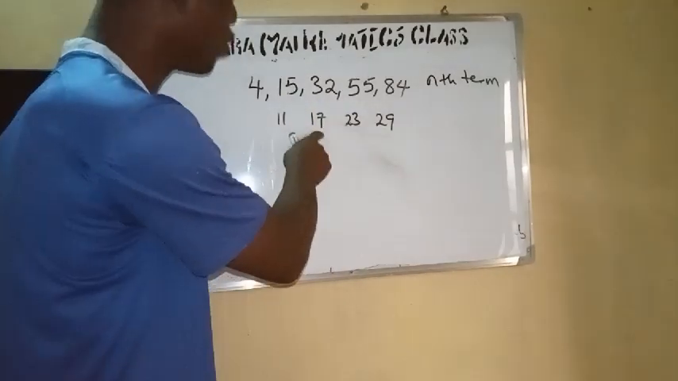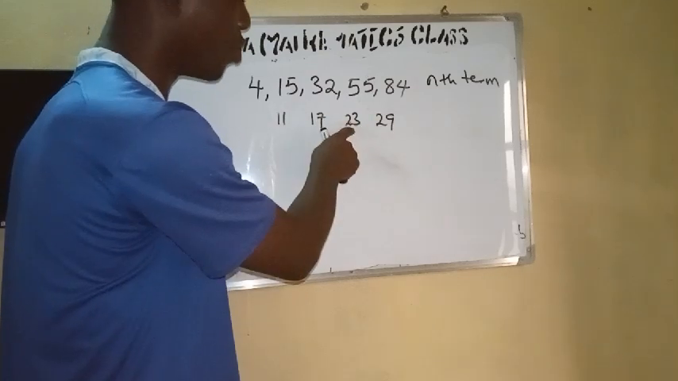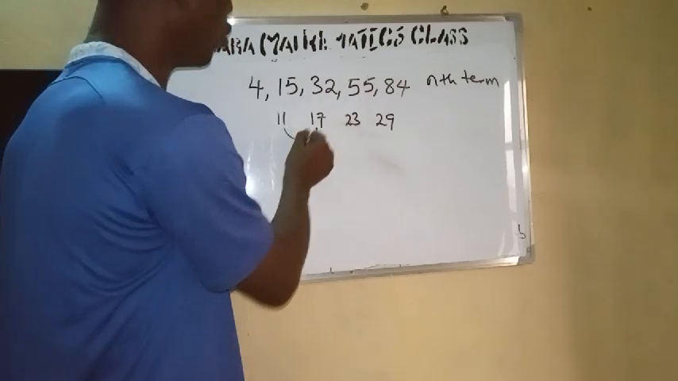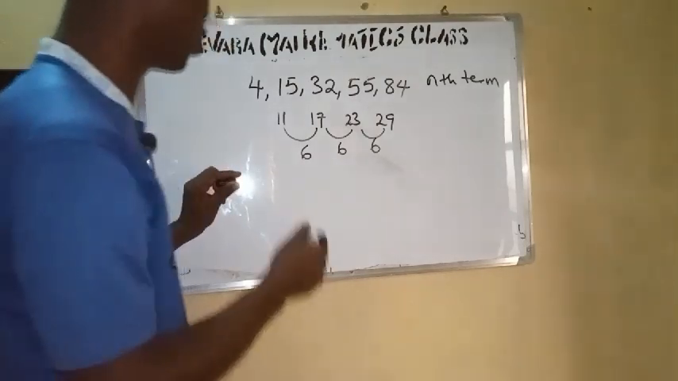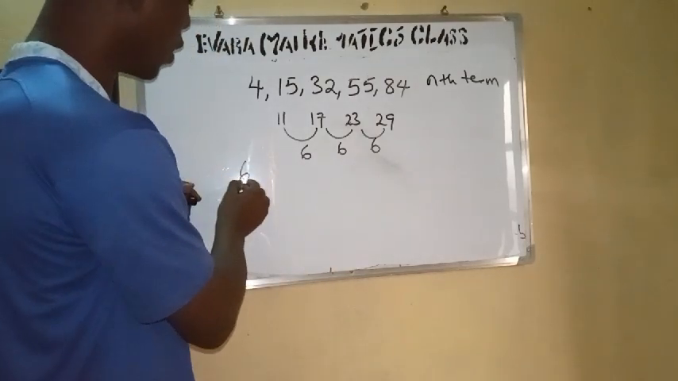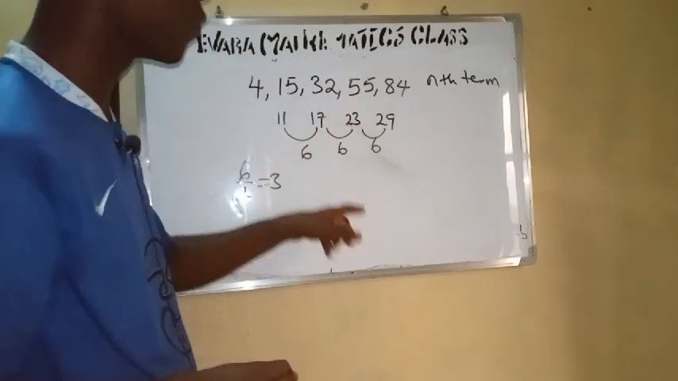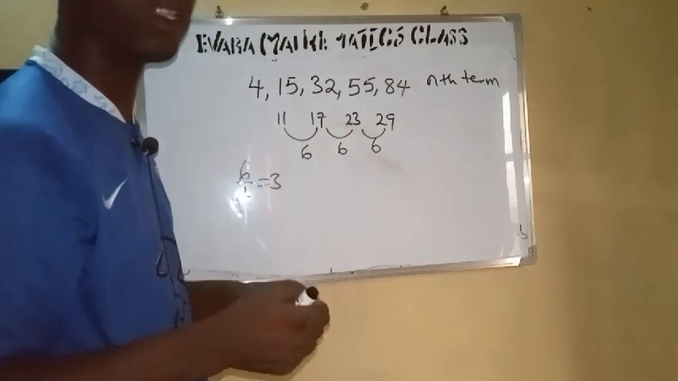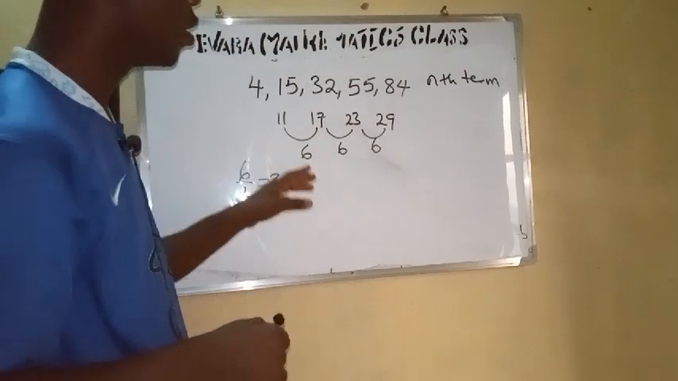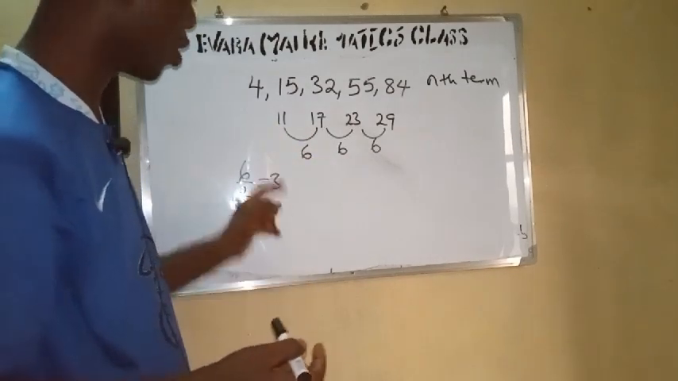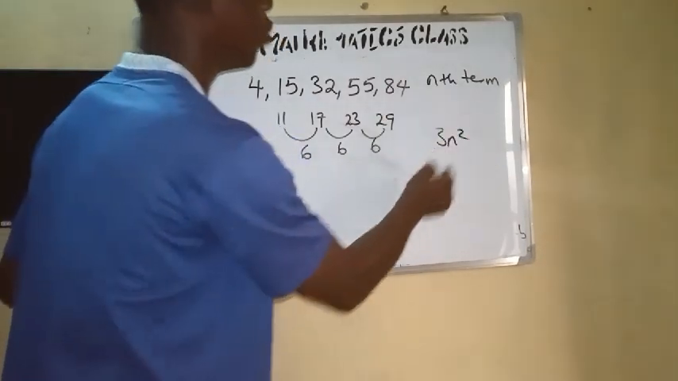That is, 17 minus 11 is 6. 23 minus 17 is 6. 29 minus 23 is 6. So the difference between them is 6. Having gotten the 6, you will now say 6 divided by 2, which gives you 3. This type of sequence in which the differences of the differences are the same, we call a quadratic sequence. So when you get the second differences like this, you divide the 6 by 2. That gives you 3, so that 3 gives us the first term, which is 3n squared.